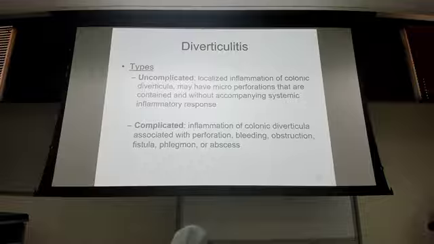If it's complicated, now we start worrying about the complications such as perf, bleeding or continued bleeding, and obstruction, fistula, phlegmon, or an abscess. And we've talked enough about each of those words that you should have a good handle on what they are at this point. Any of those, now we're moving towards complicated diverticulitis. An inflammation or infection of the diverticula that before were asymptomatic.